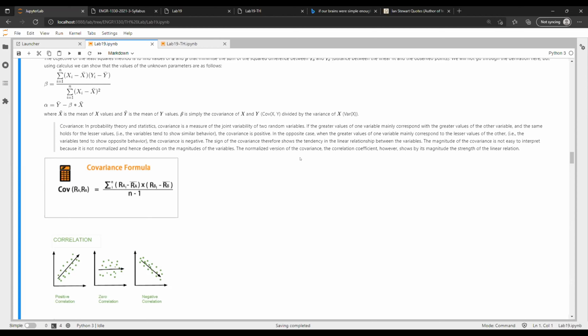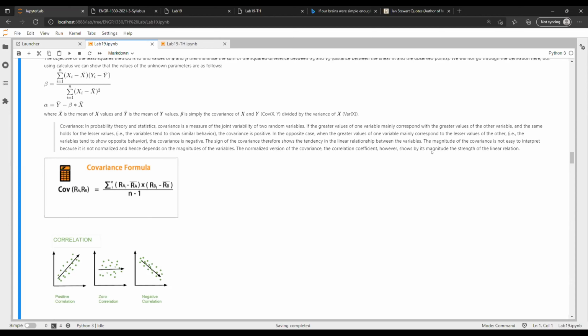If there is, as you can see here, 0 correlation, it essentially means that the points are as random as they can be. There's no correlation that we can infer, positive or negative. The magnitude of covariance is not easy to interpret because it's not normalized and hence depends on the magnitude of the variables. The normalized version of the covariance is called the correlation coefficient.